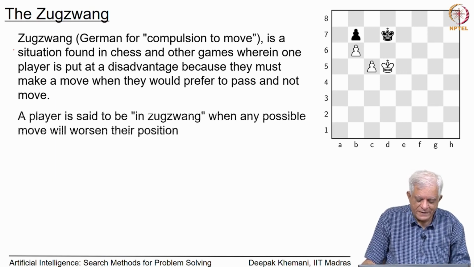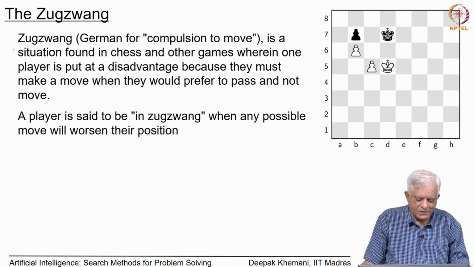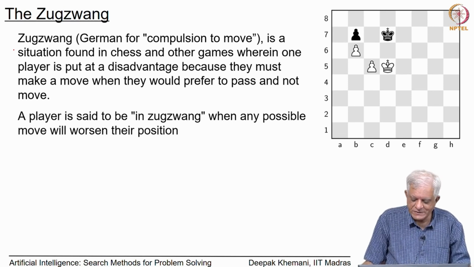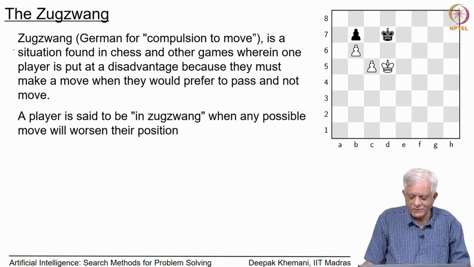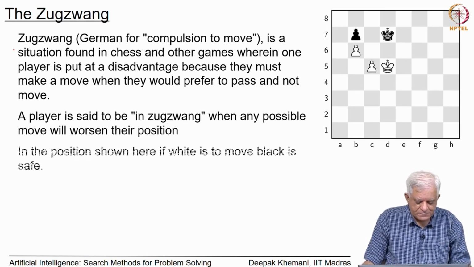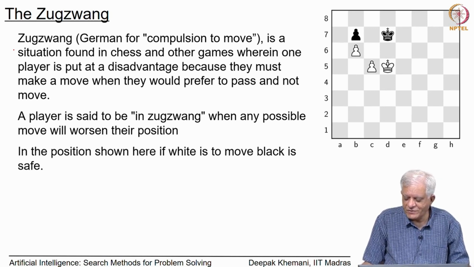So, a player is said to be in Zugzwang when any possible move will worsen the position. Now, in this board position, what is really critical is whether it is white to move or whether it is black to move essentially. Now, if white is to move, then black is safe, because the only thing that white can do is to move the king somewhere, and black can also do some shadow moves and keep coming back to the same position.